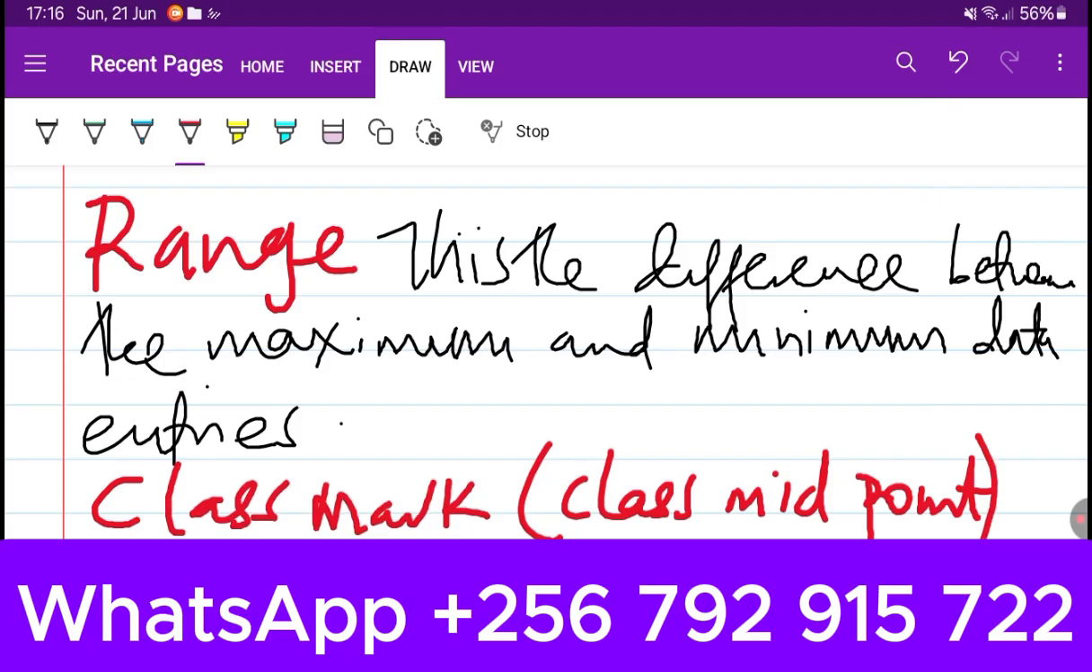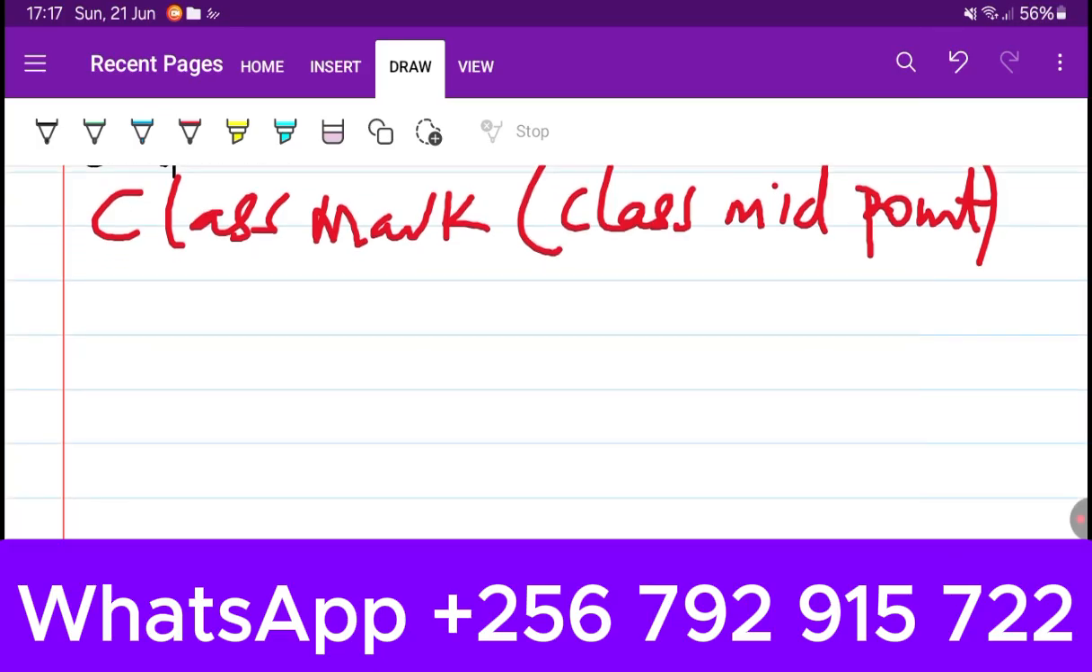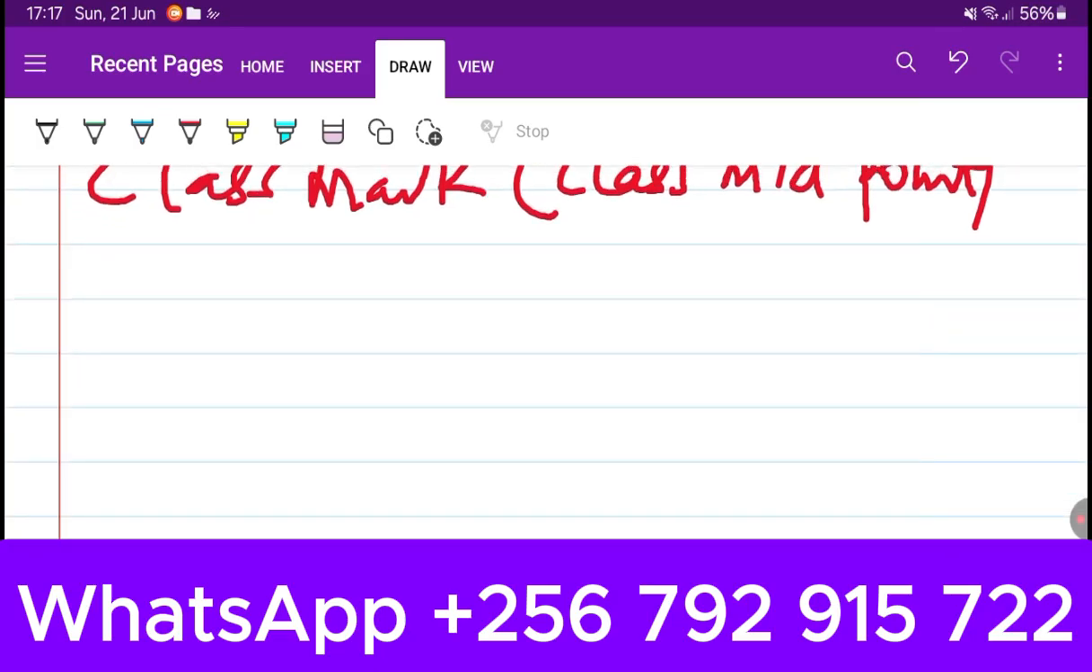Class midpoint. So the class midpoint is just the sum, which is just the average. Actually, you take the average of the lower and the upper limits of a class, then you divide them by 2. You just get the average. Let me write the definition, because if I just say the average, someone may not understand it.